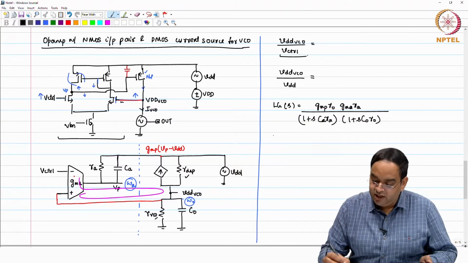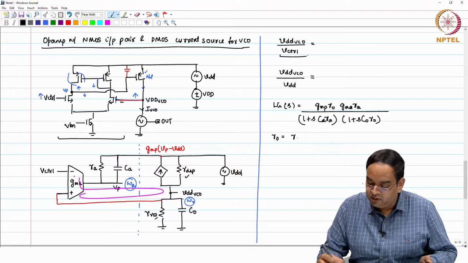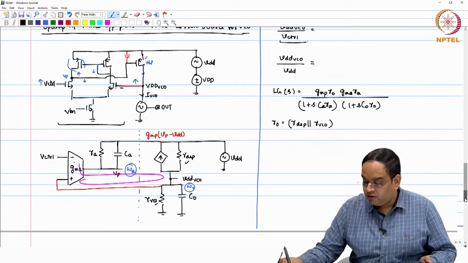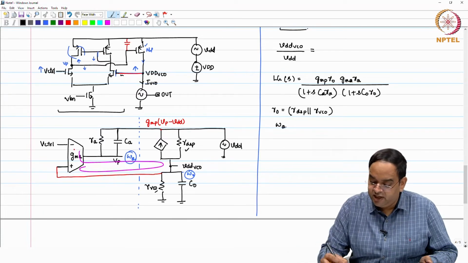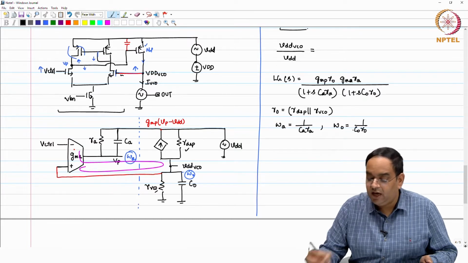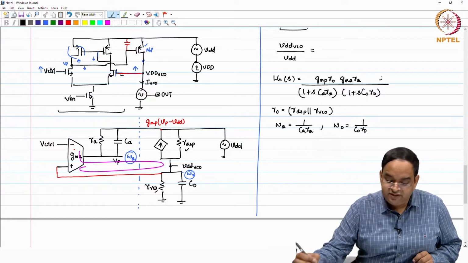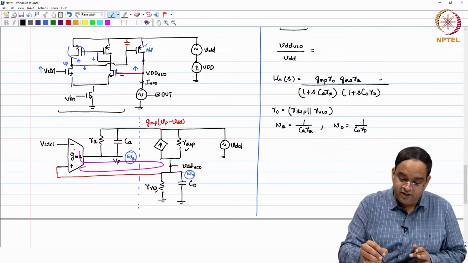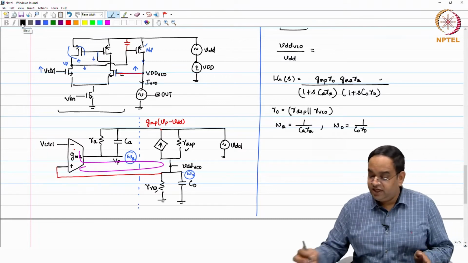Here RO is equal to RDSP in parallel with our VCO. And normally we can also write that omega A is 1 over CA RA and omega out is 1 by CO RO. So, you see a lot of DC gain, it depends on the DC gain of the amplifier and the DC gain of the PMOS stage.